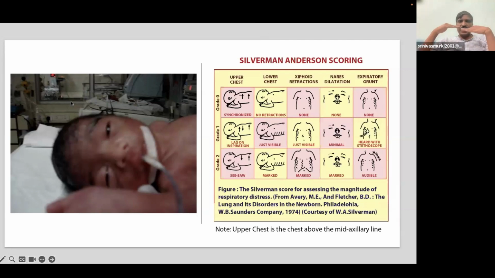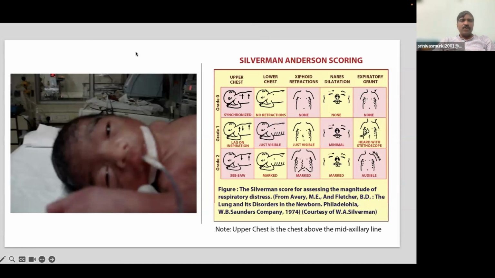So how the chest and abdomen are moving, whether they're moving together or the abdomen is moving and after that the chest is coming up. Depending on that, you score 0, 1, 2. Lower chest is the chest below the mid-axillary line. Xiphoid sternal is very simple. Nasal flaring is simple and grunting is simple.